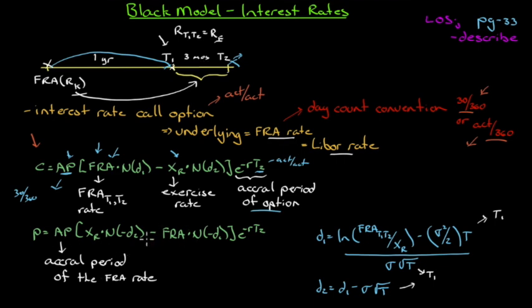And the put is just the opposite. It's the exercise rate minus the FRA rate, again discounted back for the accrual period of the option, scaled for the accrual period of the FRA rate.